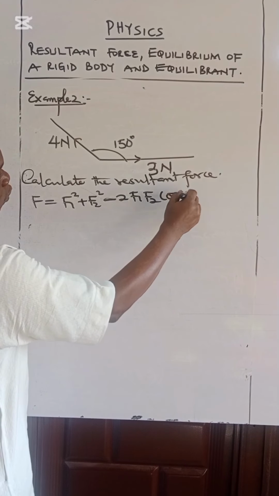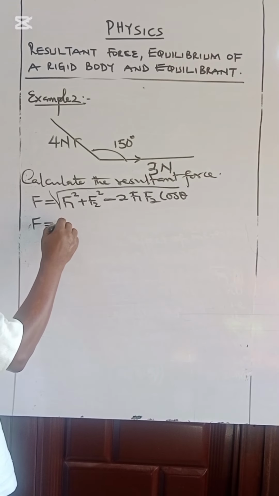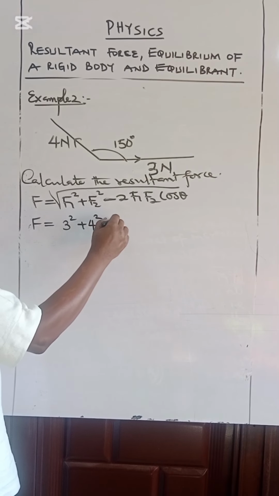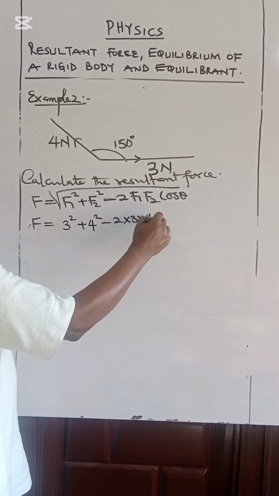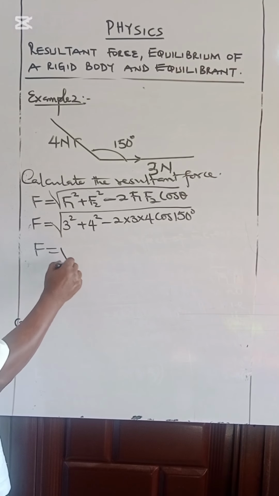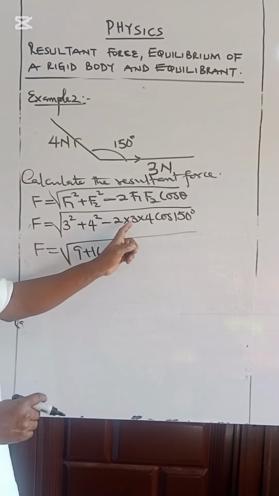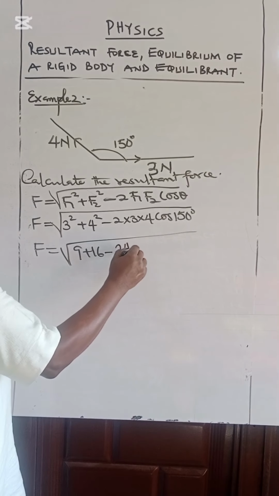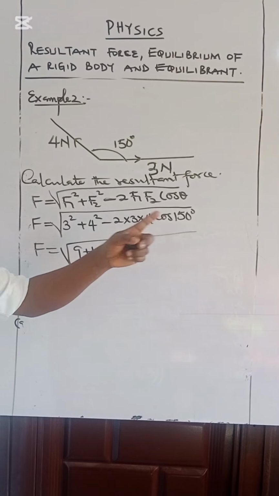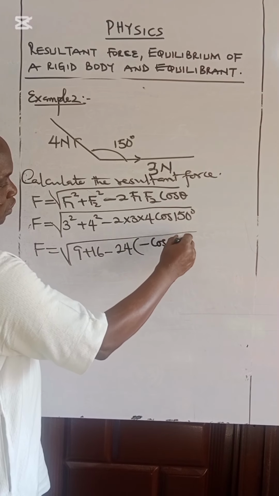Then you use F is equal to the square root of F1 squared plus F2 squared minus 2F1F2 cos theta. Let's call this one F1 and this one F2. So F is equal to the square root of 3 squared plus 4 squared minus 2 times 3 times 4, then cos 150 degrees. F is the square root of 9 plus 16 minus 24 cos 150. You take away 150 from 180, that is 30 degrees, and cosine in the second quadrant is negative, so this will be minus cos 30 degrees. Or you use your calculator.